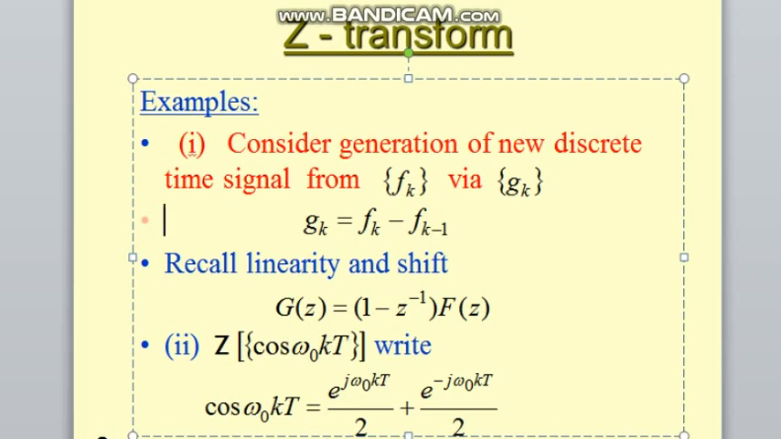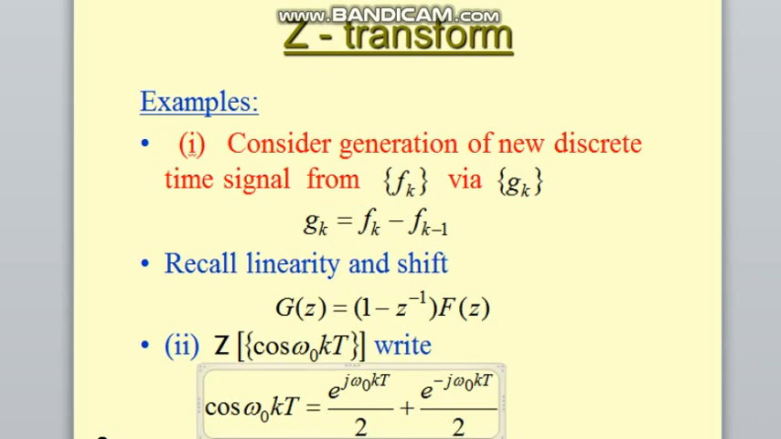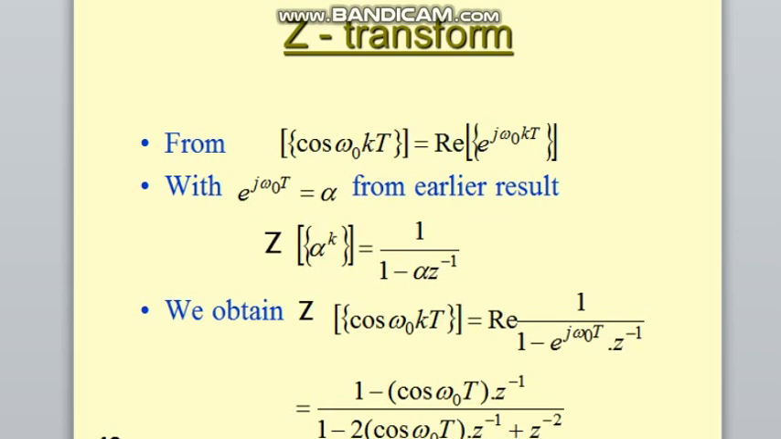Now you can see the cos omega k t. First of all, we have to use Euler's equation, Euler's theorem, to convert the cosine or sinusoidal signals to exponential signals, that is the conversion process. We get this, then we take e to the power j omega naught t as alpha, and take the jet transform right there. After that we take the jet transform as the real value of that, which is 1 by 1 minus alpha z inverse, minus 1, that is our sole equation, and just transforming it like that, we get this.